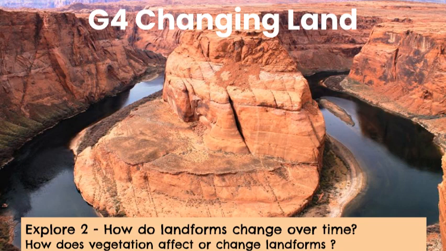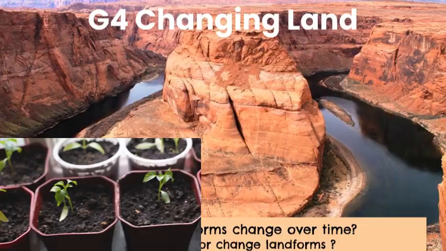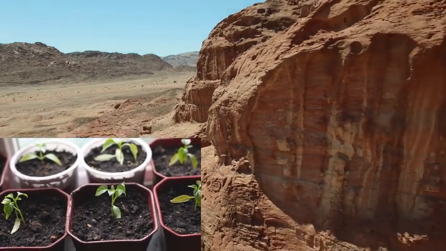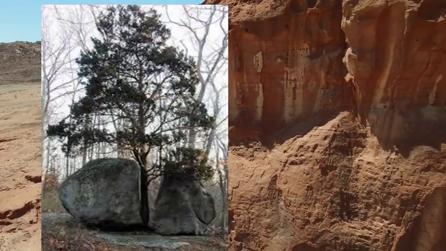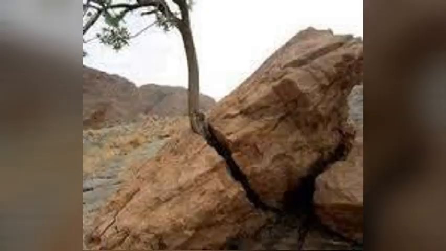Explore 2. We're continuing to learn how landforms change over time. This is the second part of Explore 2. In this investigation, we're going to be exploring how vegetation, or plants, tree trunks, roots, and all of those things affect or change our landforms. That's kind of a fun thing to think about because when you think about plants and you think about rocks, did you ever realize that plants can change rocks? Pretty amazing, huh? Well, let's look at our learning intentions.